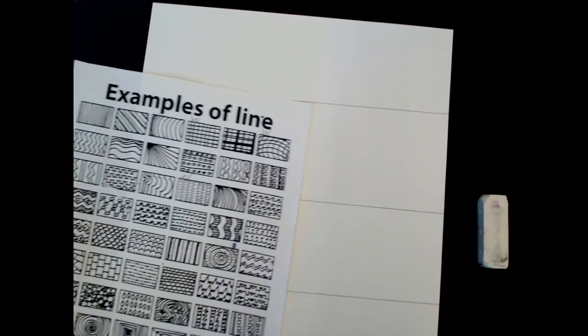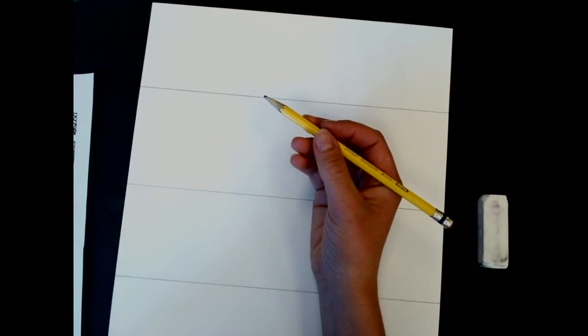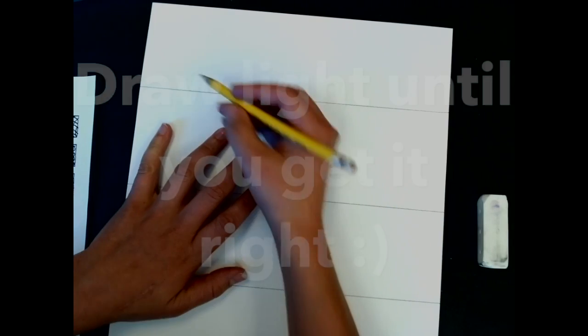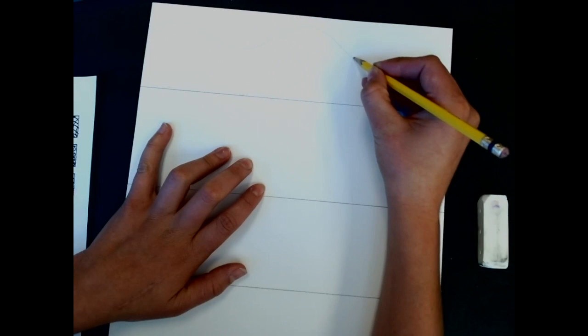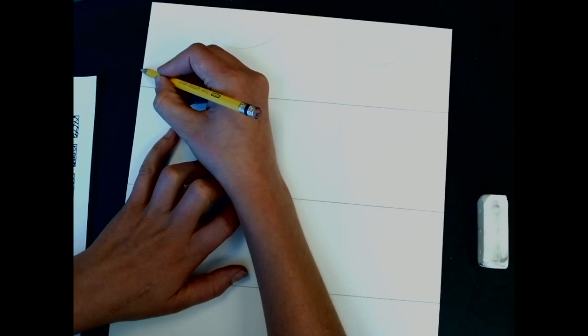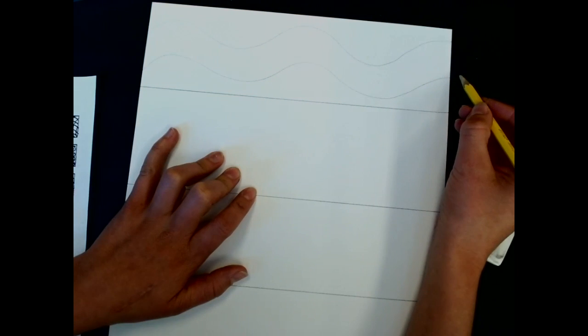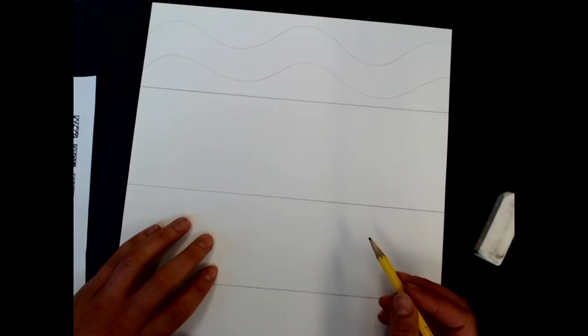And I also have this paper, examples of line, that I think do a really nice job of showing some great lines to create art with. And since I'm using pencil and I'm going to go over it with Sharpie, I'm going to start by drawing light. I'm going to do some wavy lines. And I'm not going to add too much detail at this point, since I know that I'll be drawing over these in Sharpie and that I can add more detail later.